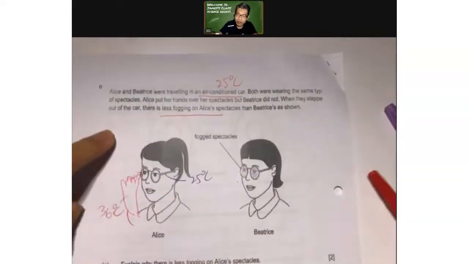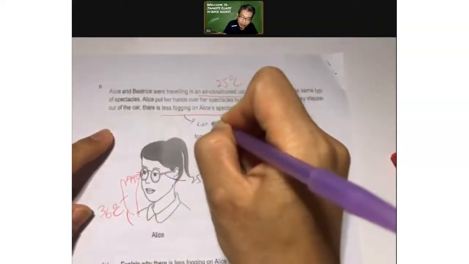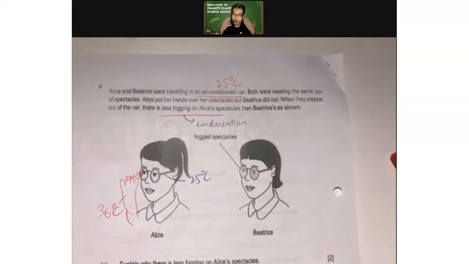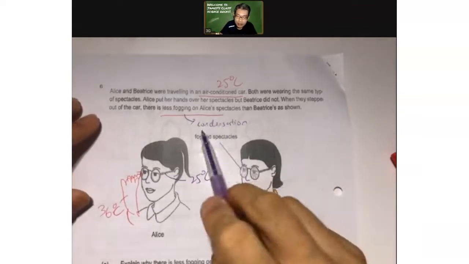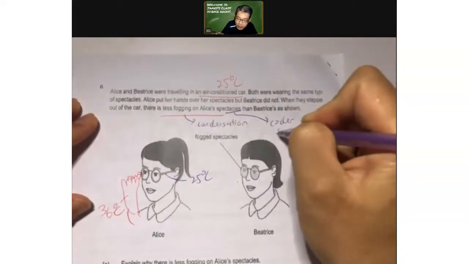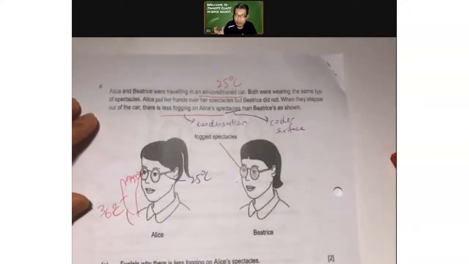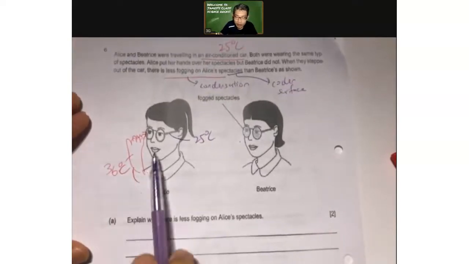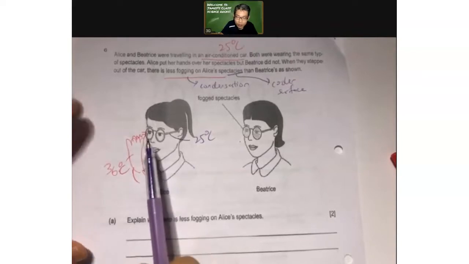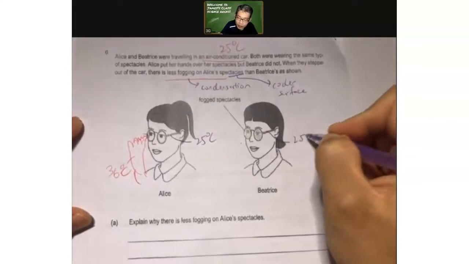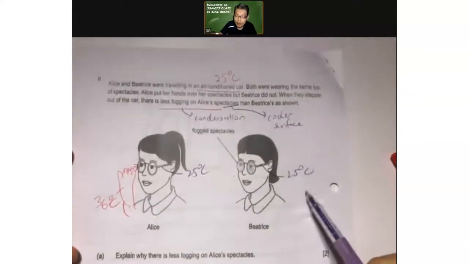Now, what is fogging? Fogging is this thing whereby there's actually condensation. Those who wear spectacles will know when you step off an air-conditioned bus or car into your surroundings, your spectacles start to fog. That means you have condensation happening on your spectacle. So the spectacle actually is the cooler surface where the water vapor from the surrounding condenses on. So why is there less fogging on her spectacles? Remember, her spectacles is now warmer than Beatrice's spectacle.